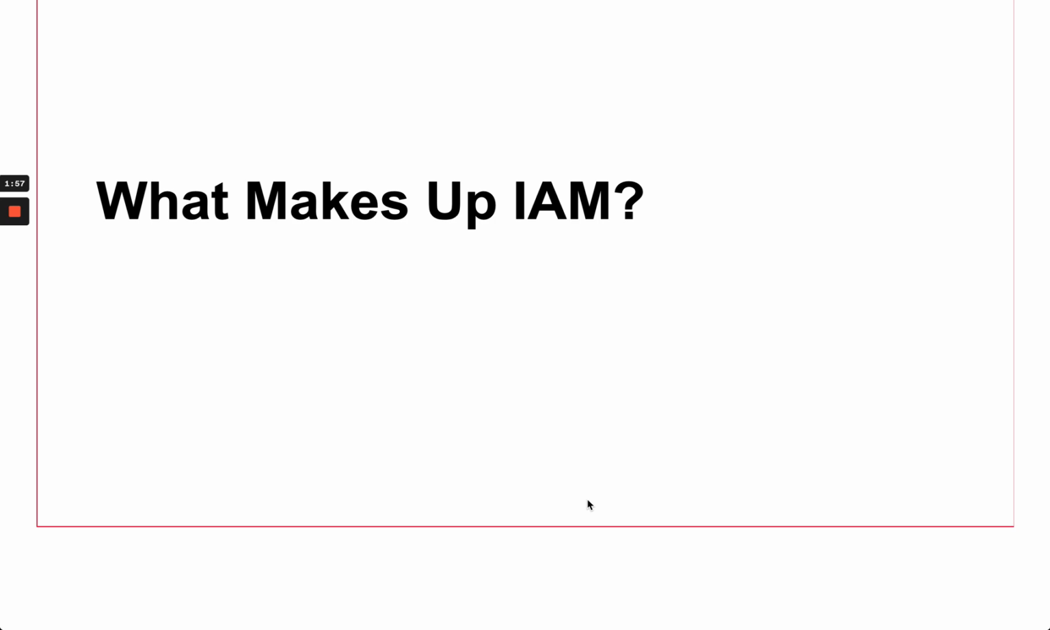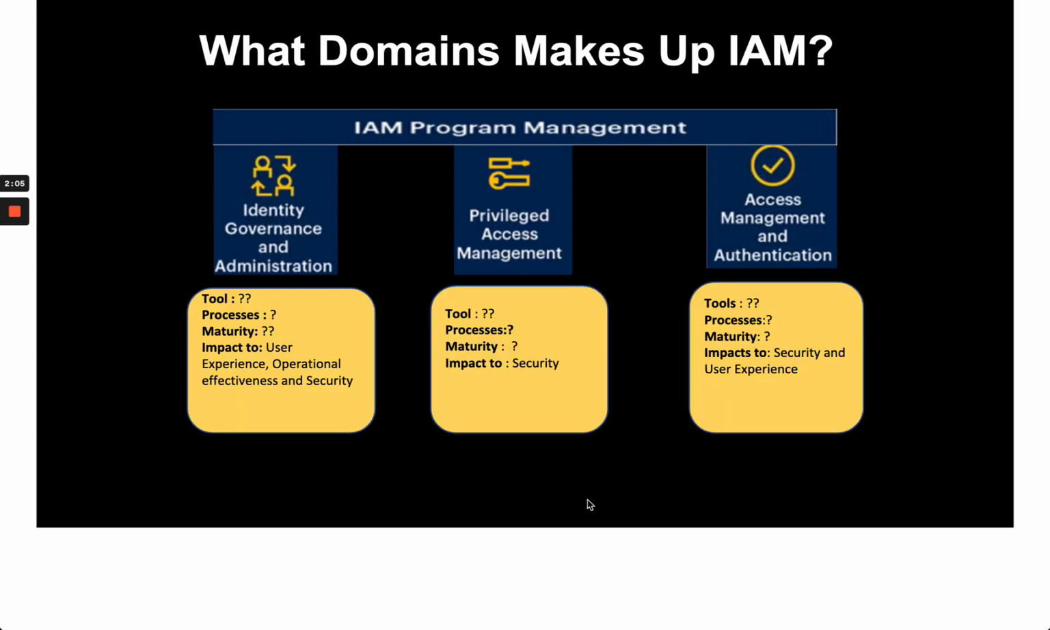Let's talk about what makes up IAM, right? That's extremely important because we should know what IAM means. What are the components? These 3 domains make up IAM: identity governance and administration, privileged access management, and authentication and authorization. You can also say access management and authentication. These are the 3 capabilities which make IAM. But underneath these capabilities, you have tools and processes and technologies and policies and people with roles and responsibilities. So all those things are beneath it.